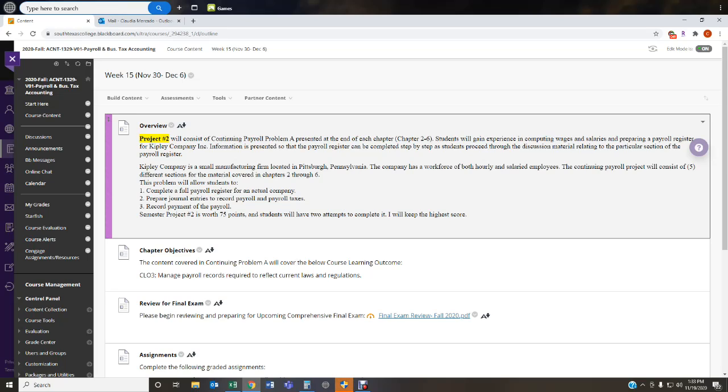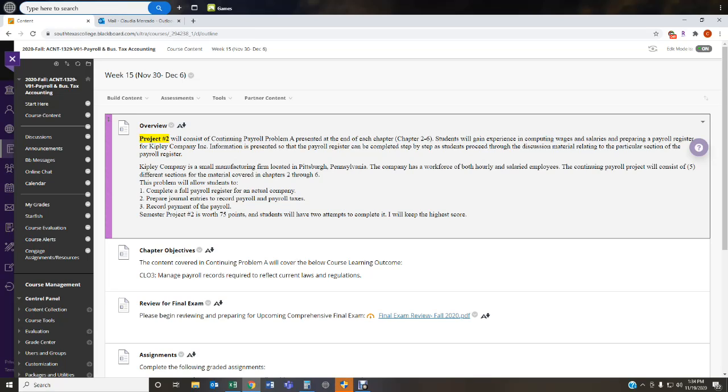Then the problem gives you specific information. You are going to be completing a full payroll register for an actual company. You're going to be required to prepare journal entries and record payroll and payroll taxes, as well as record the payment of the payroll. Now, this semester project is worth 75 points, and students are going to have 2 attempts to complete it. And like always, I keep the highest score.